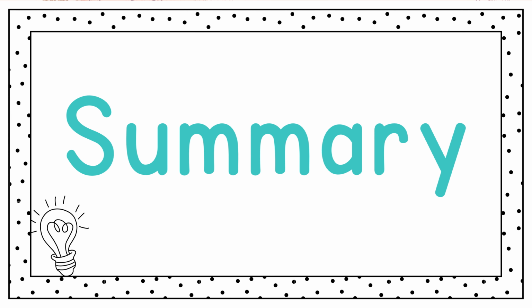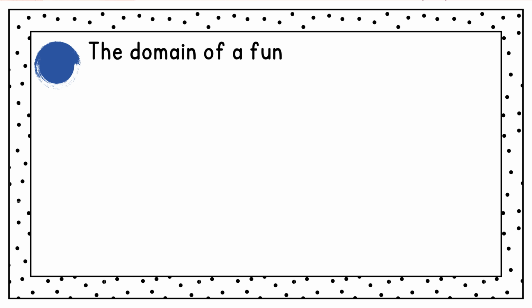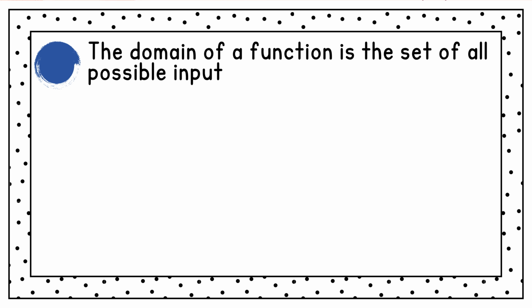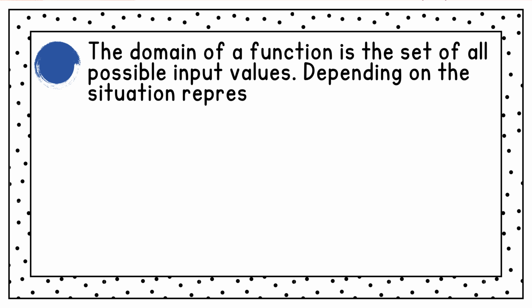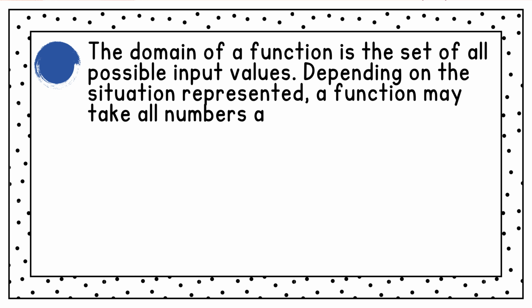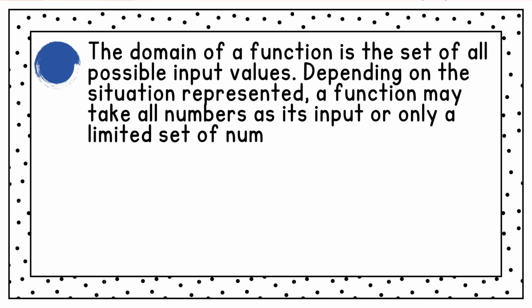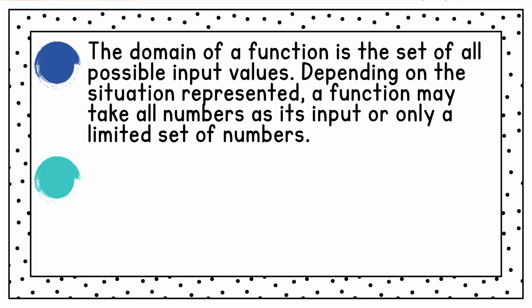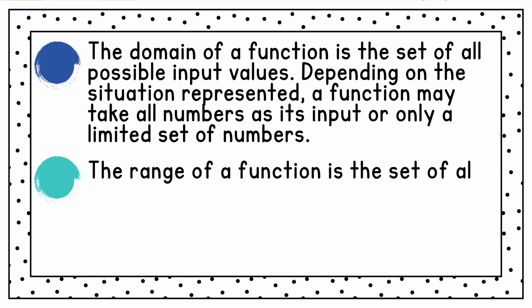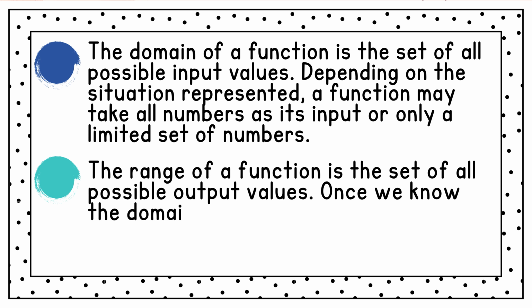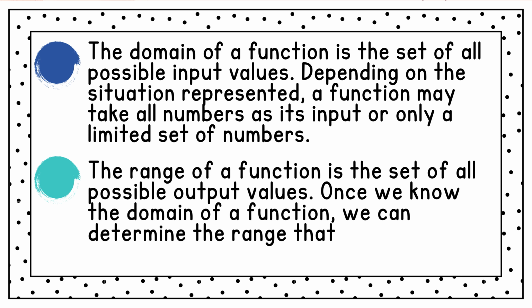Now let's recap what we've learned. The domain of a function is the set of all possible input values. Depending on the situation represented, a function may take all numbers as its input or only a limited set of numbers. And the range of a function is a set of all possible output values. Once we know the domain of a function, we can determine the range that makes sense in the situation.